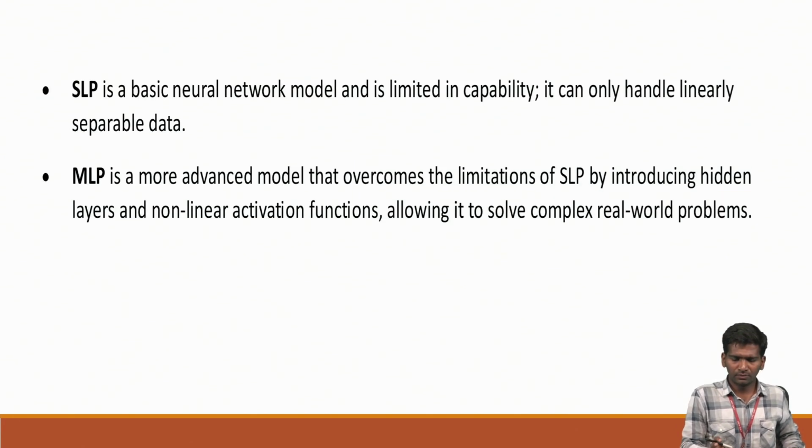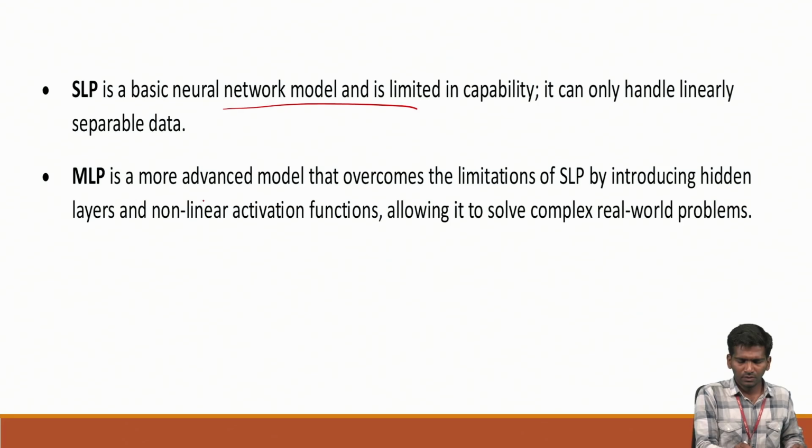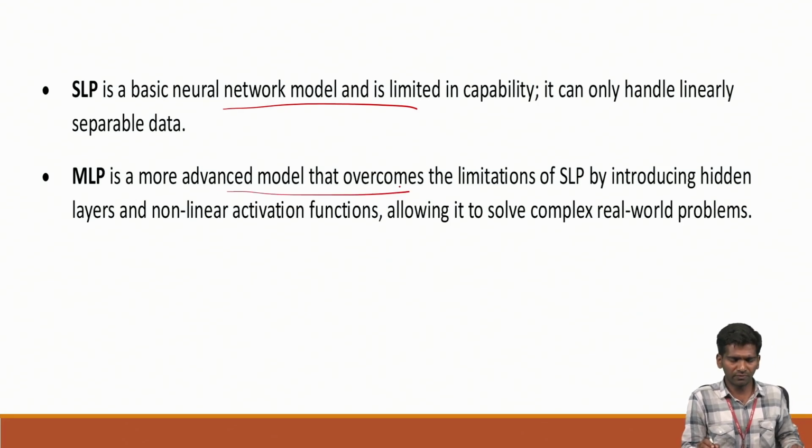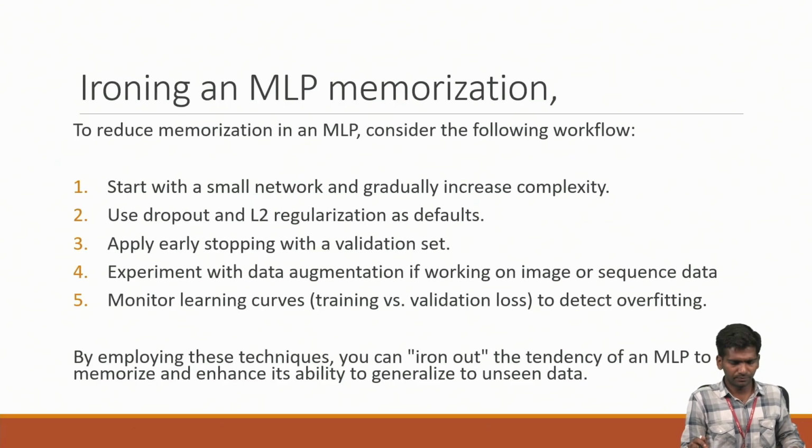So this is the brief summary of SLP and MLP. SLP is the basic neural model, and it has limited capability. It has 2 layers. MLP can handle more advanced models. It is a more advanced model, and it overcomes the limitations of SLP.